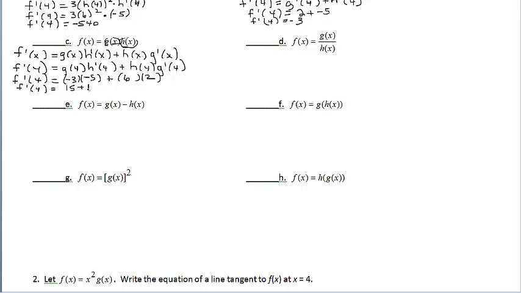So 15 plus 12. I'm running out of room here. Otherwise, if you have room, go ahead and put down f prime of 4 equals 27. But what I'm going to do is just put the answer up here in the blank.